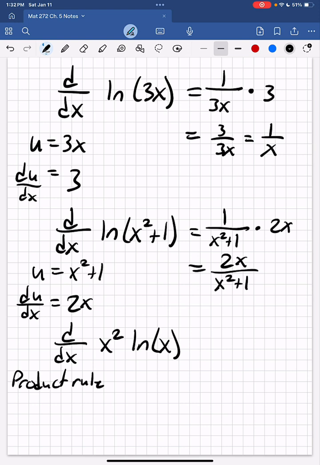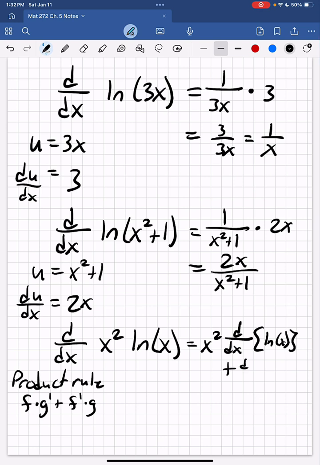if we have two functions or two terms, we say f times g prime plus f prime times g, right? You may also see the product rule with a's and b's or whatever, but we're gonna copy the first and then find the derivative of the second plus the derivative of the first times the second. Okay.